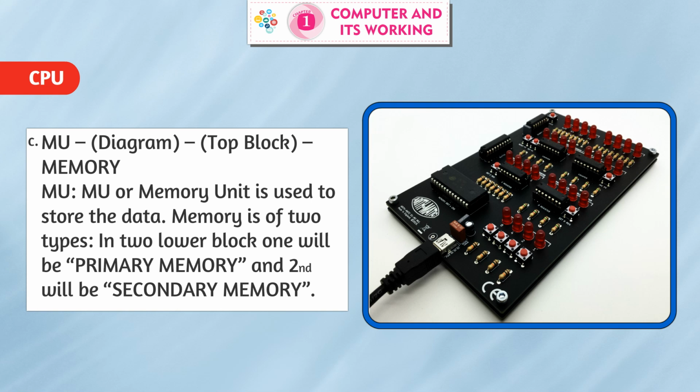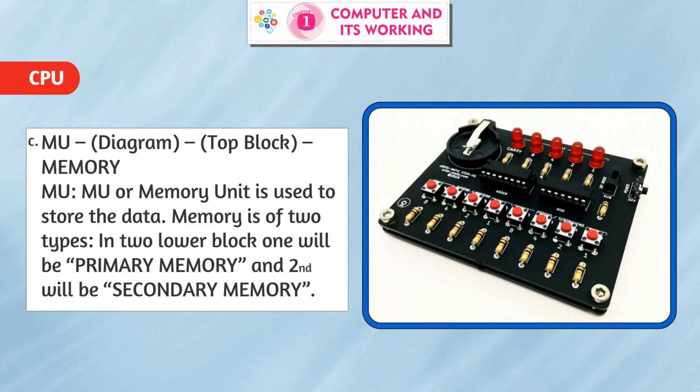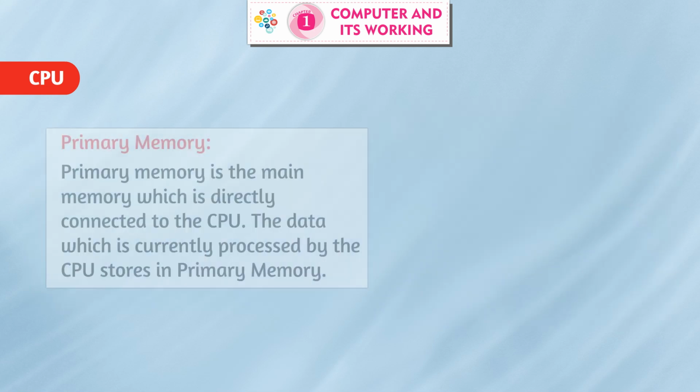Memory unit is used to store the data. Memory is of 2 types: primary memory and secondary memory.